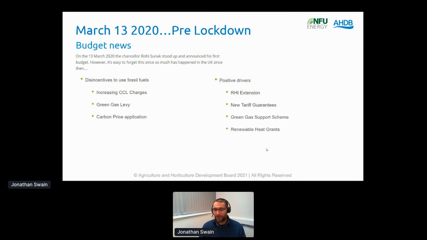This renewable heat grant thing is worth just mentioning, but it's unlikely to be of much interest in horticulture because it's a very low scale in terms of the amount of money that's available. But we're already on the path of heading towards disincentivizing fossil fuels and pushing renewable fuels higher up the agenda. So I don't think this is coming out of COVID-19 or the economic situation that we're in. This is the path that we were already on and maintained to this day.